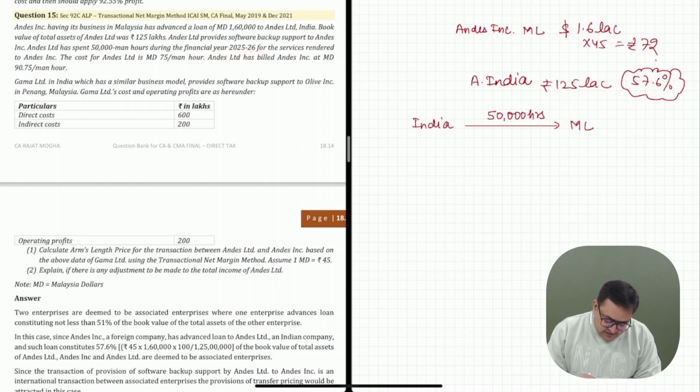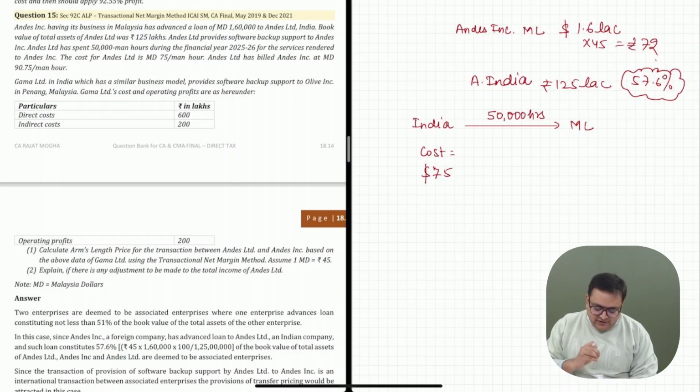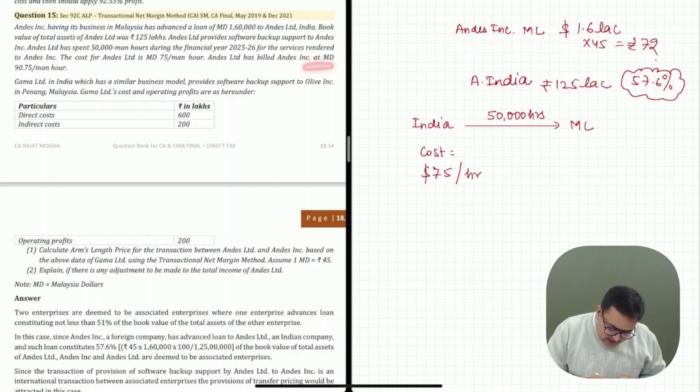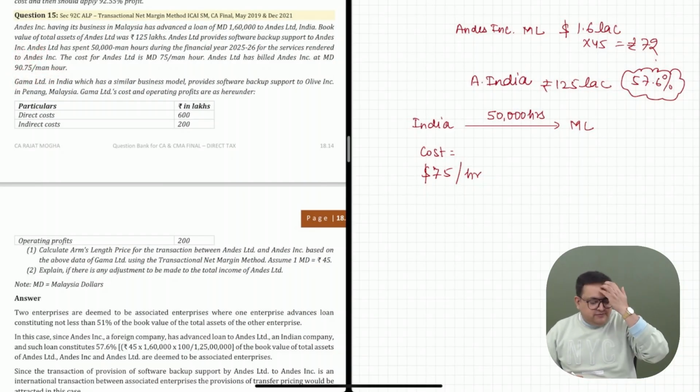During this financial year, the cost for Andes is 75 Malaysian dollars per man hour. See, how much is our cost? The cost is 75. Although it is Malaysian dollars, I'm writing it as dollars only. So 75 per hour is the cost. And we have billed it at 90.75. We have actually sold it at 90.75 per hour.